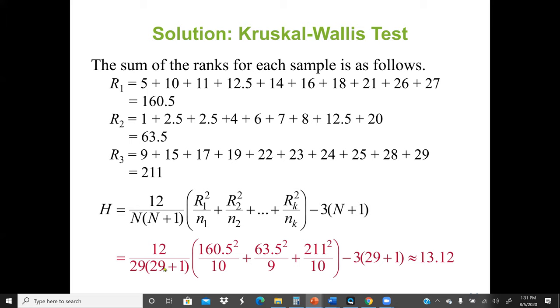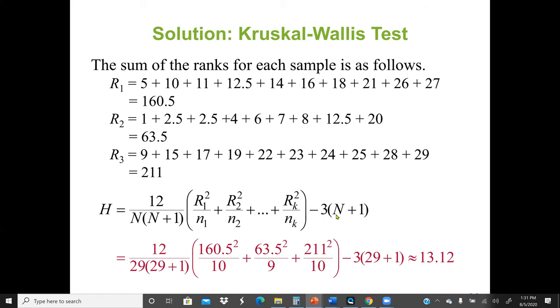So 29. We already know R1, so 160.5 squared divided by the size, which is 10. R2 is 63.5 squared, the size is 9. R3 is 211 squared divided by 10. Minus 3 times uppercase N, which is the sum of all the samples, 29 plus 1. Again, if you do all the calculations, you get 13.12.